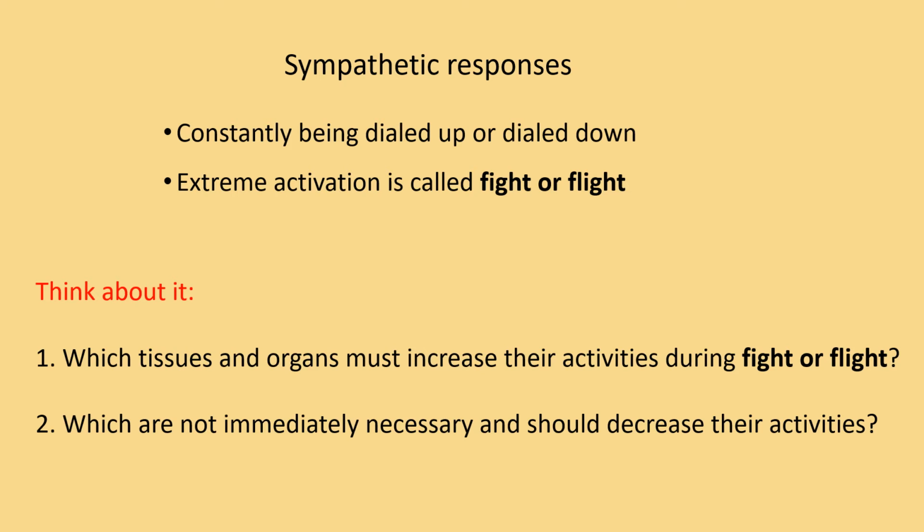And then during that time of fight or flight, you're in the parking garage, you're scared for your life. Which tissues and organs are not particularly important at that time, and so they should decrease their activities in order to maybe allow more blood flow to the more important parts of your body like skeletal muscle? So which tissues and organs are not immediately necessary when you are about to be attacked in the dark parking garage? So your digestive system, not so important. You needing to urinate, not so important at the time. So we're getting on to sympathetic responses.